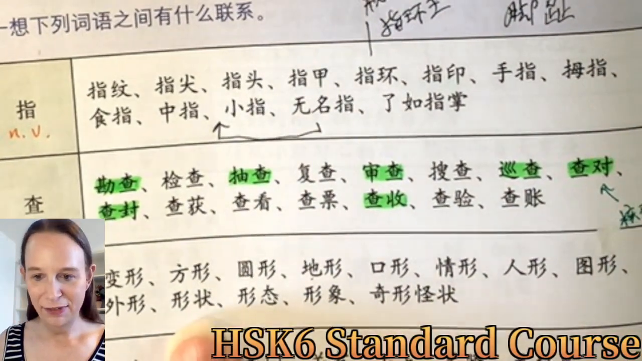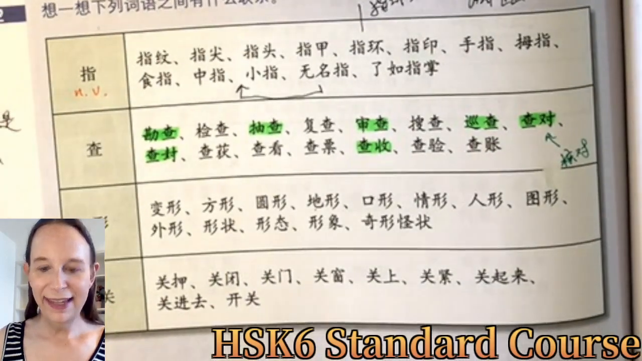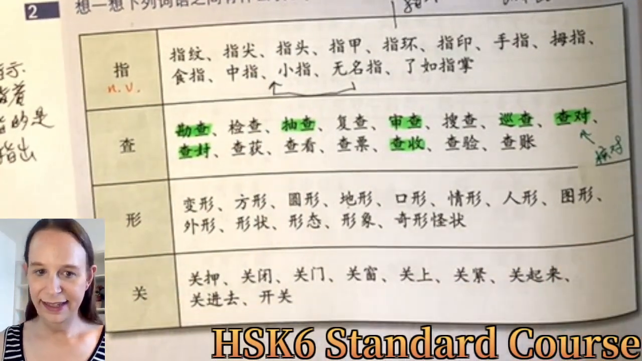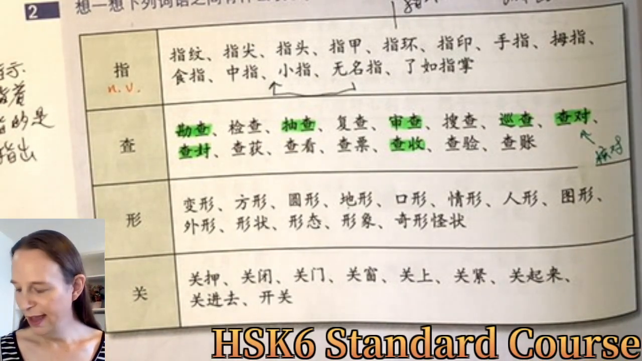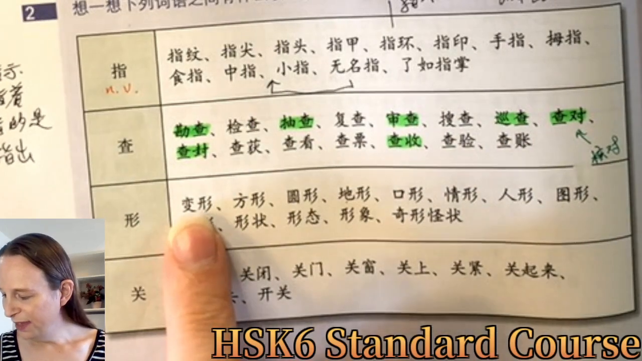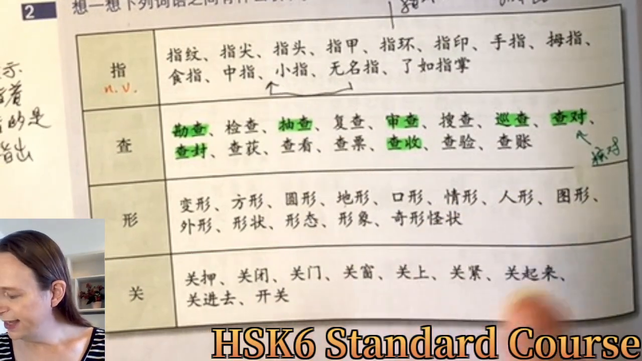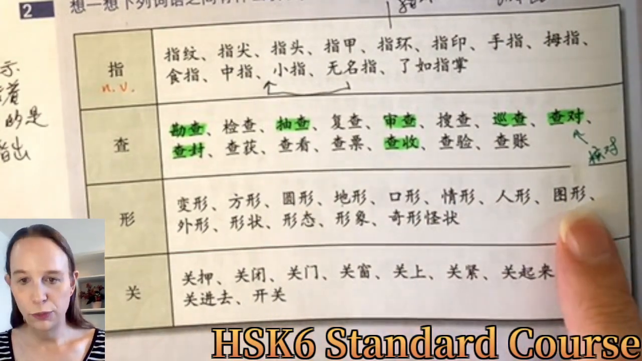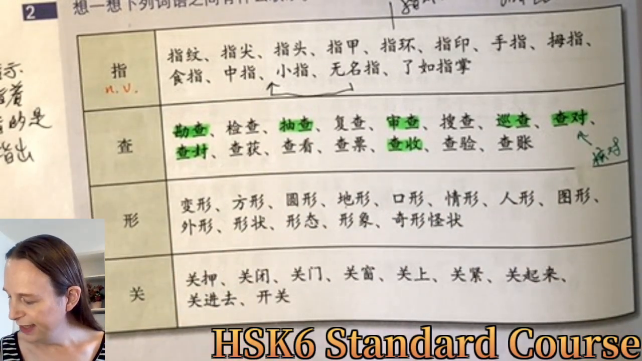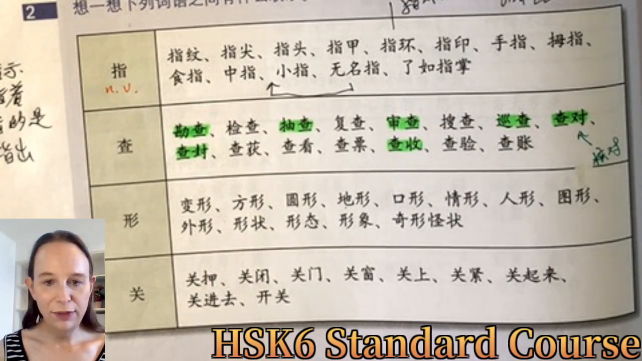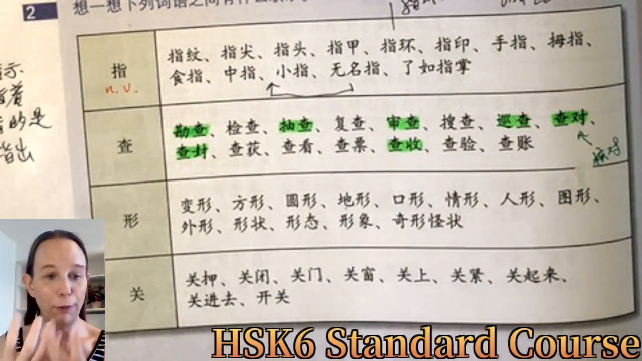Let's continue. How about for time? Oh, time flies. Next is 形. 形 is often used as a suffix to refer to the shape of something. 变形, 方形, 圆形, 地形, 口形, 形形, 人形, 图形, 外形, 形状, 形态, 形象, 奇形怪状. Yeah, it's all relating to the shape and form of something.